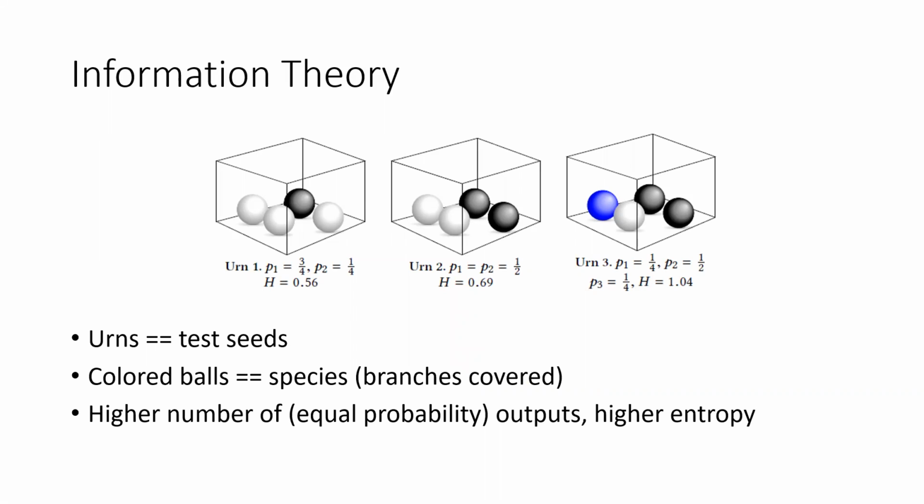Here is an illustration about the entropy. Each urn or each box over here is like a test seed or the input, and the colored balls are like the different species. Basically, you can see that if there are a high number of equal probability outputs, then there'll be a high entropy. So for example, urn 3 has 3 different outputs, so it has the highest entropy among the 3 urns.